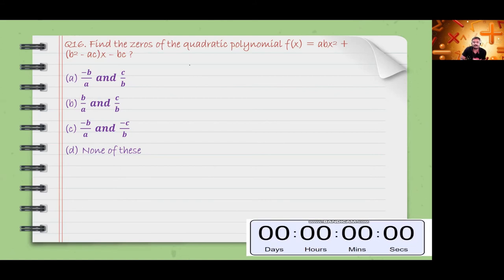Okay, the polynomial is abx² + b²x - acx - bc = 0. ये दोनों में क्या कॉमन है, what is common in these two terms? b is common and x is common, so what is remaining? ax + b. Okay, ax + b.